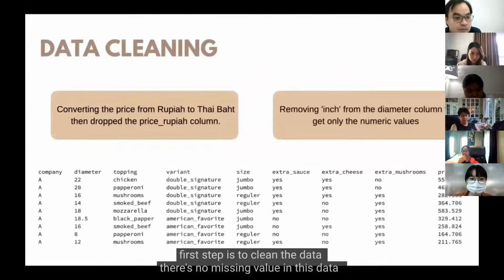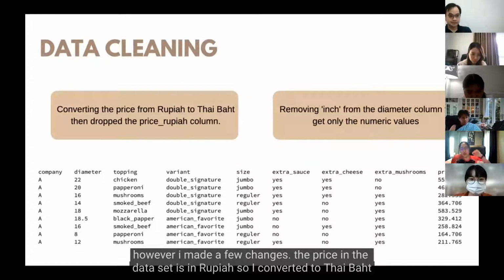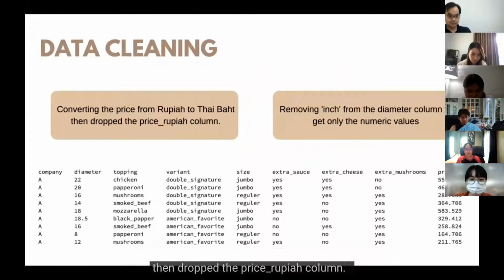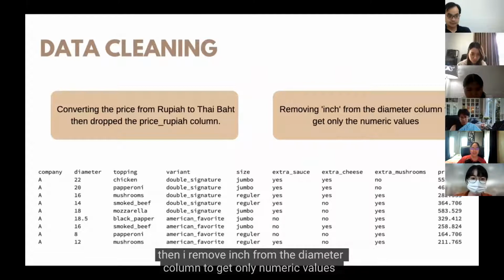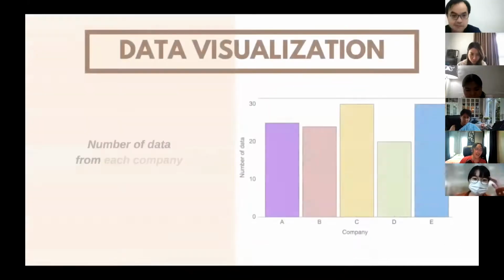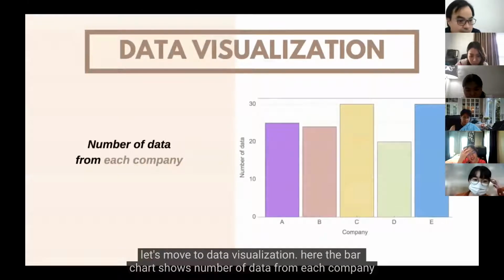First step is to clean the data. There's no missing value in this data. However, I made a few changes. The price in the dataset is in rupiah, so I converted to Thai baht, then dropped the price rupiah column. Then I removed inch from the diameter column to get only numeric values. Let's move to data visualization.